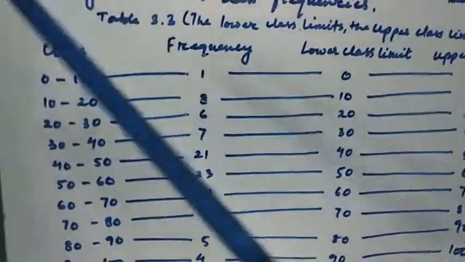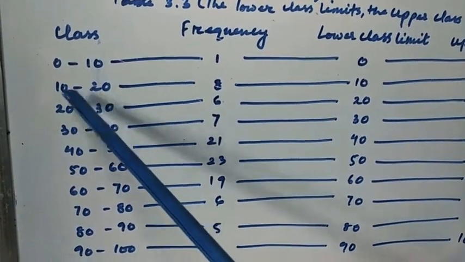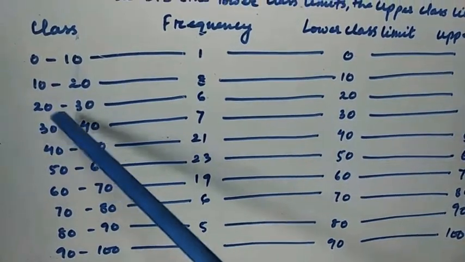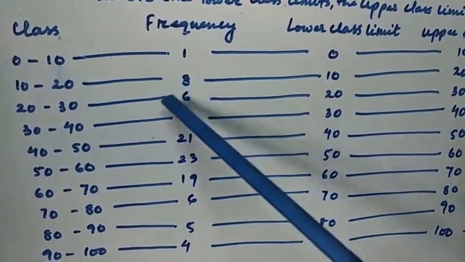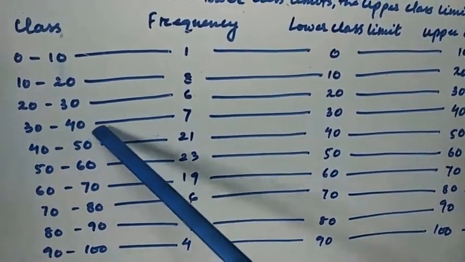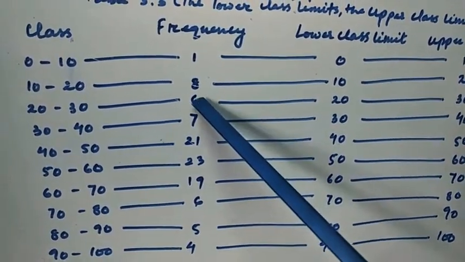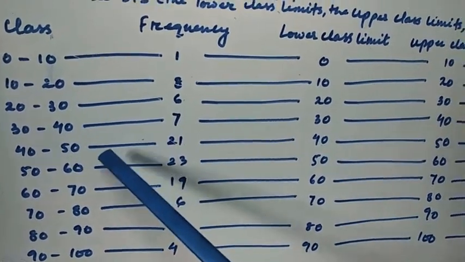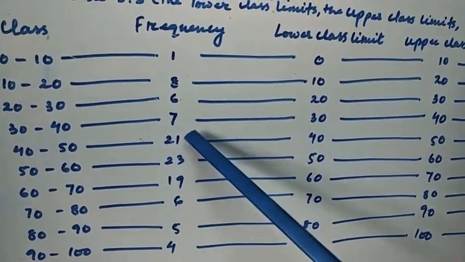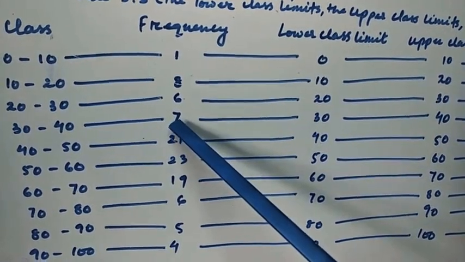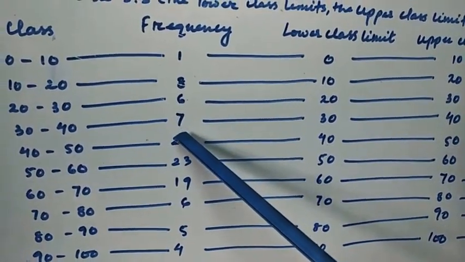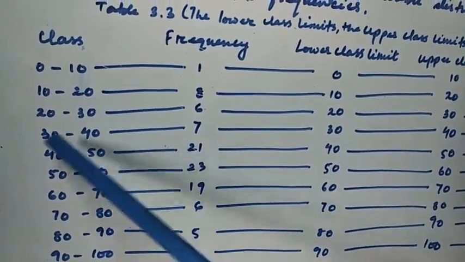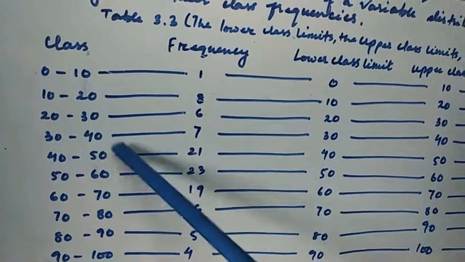So looking at the raw data, you will see that between 10 to 20, you will find 8 values. Between 20 to 30, you will find 6 values. Between 30 to 40, you will find again 7 values. And between 40 to 50, you will find 21 values. And remember, each class in a frequency distribution table is bounded by class intervals.